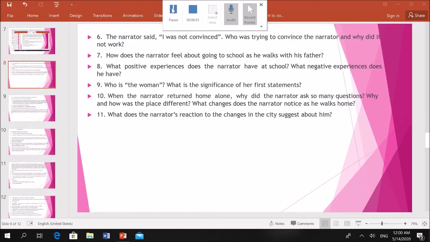The narrator said, I was not convinced. Who was trying to convince the narrator and why did it not work? So question number 6 الناريتور بيقول I wasn't convinced. هو ما كانش مقتنع بإيه؟ مين اللي كان بيقنعه؟ طبعا his father was trying to convince him that going to school will make a man out of him and he will gain a lot of good experience there. طبعا اللي كان بيقنع الولد بالكلام ده كان باباه، كان بيقول له إن المدرسة دي هتعمل منك راجل وهتستفيد منها وتتعلم منها.